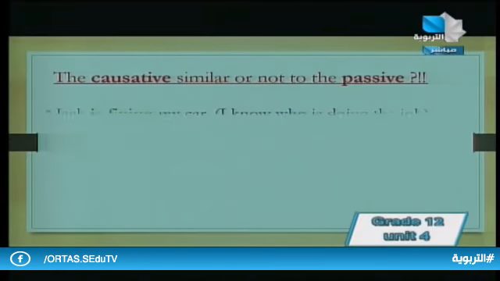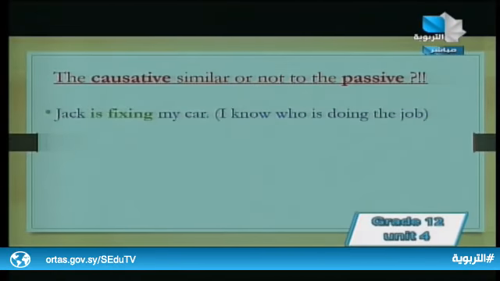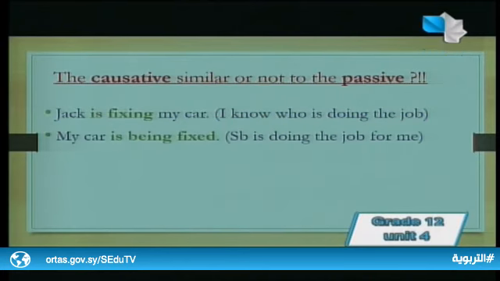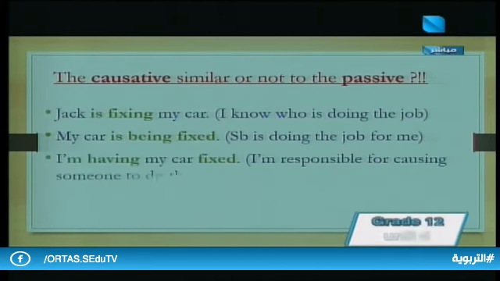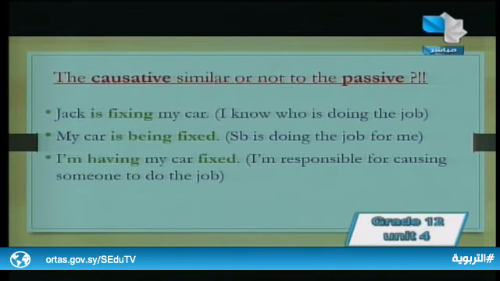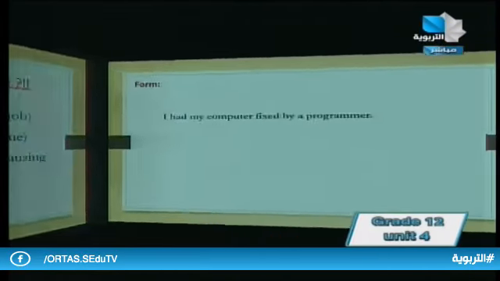And here there is an important question. Is the causative similar or not similar to the passive? Let's look at this. Jack is fixing my car. I know who is doing the job. Jack is the doer. In another sentence, my car is being fixed. Somebody is doing the job for me. And when I say I am having my car fixed, I am responsible for causing someone to do the job. I asked that someone to do the job for me.